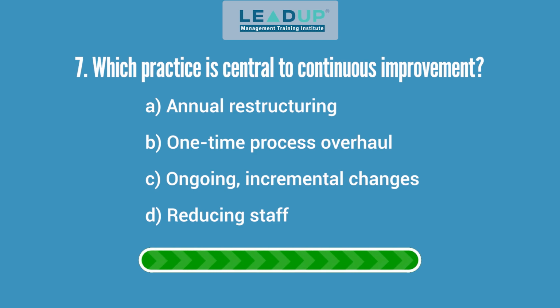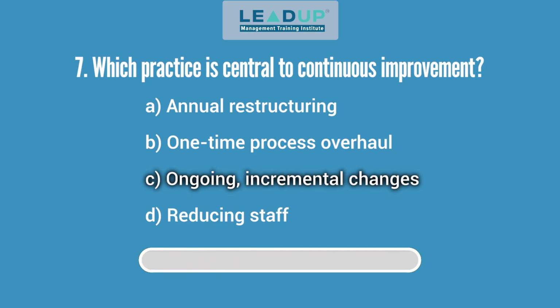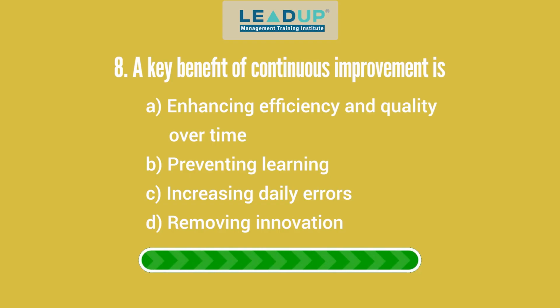Question 7. Which practice is central to continuous improvement? A. Annual restructuring. B. One-time process overhaul. C. Ongoing incremental changes. And D. Reducing staff. Answer: ongoing incremental changes.